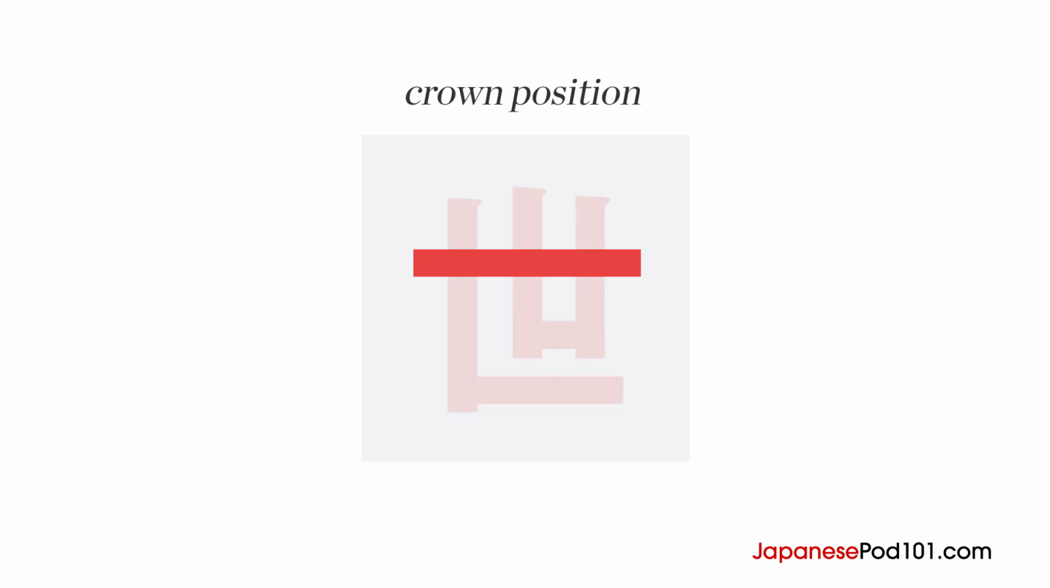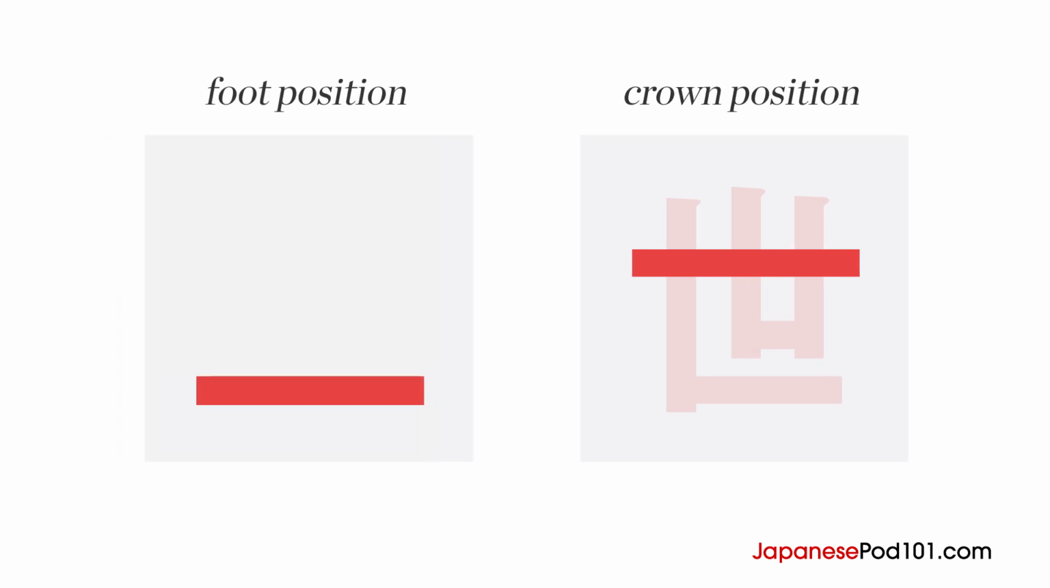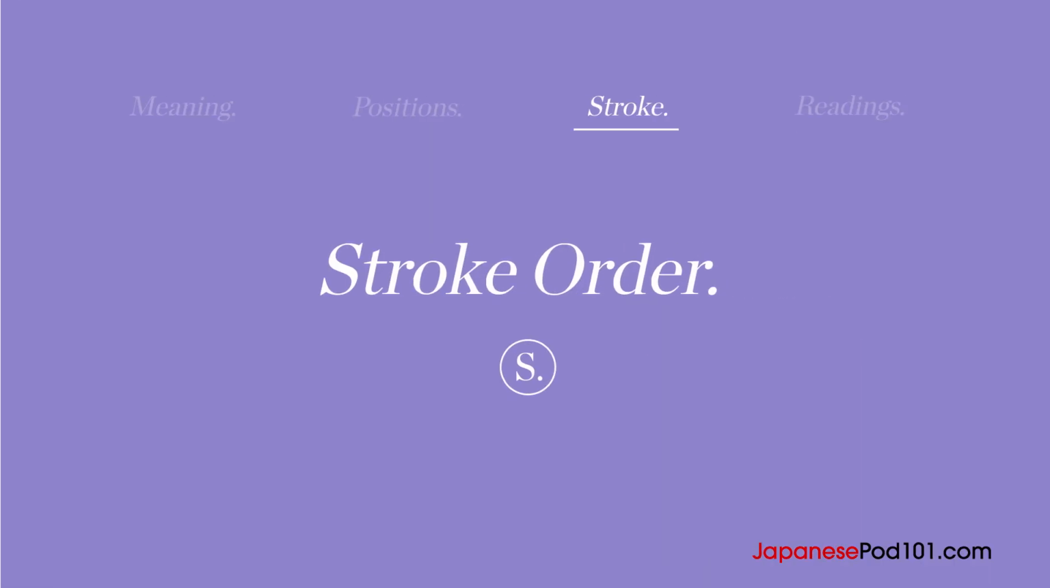The one radical appears in many different positions. It commonly sits in the crown position, like in the kanji for word or era. Another common position is at the bottom, in the foot position, as seen in the kanji for above. Okay, now let's learn how to write this radical.